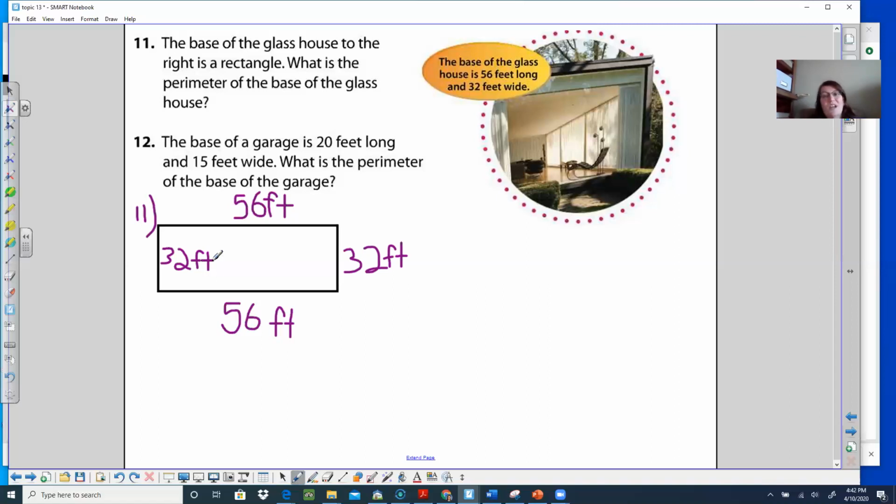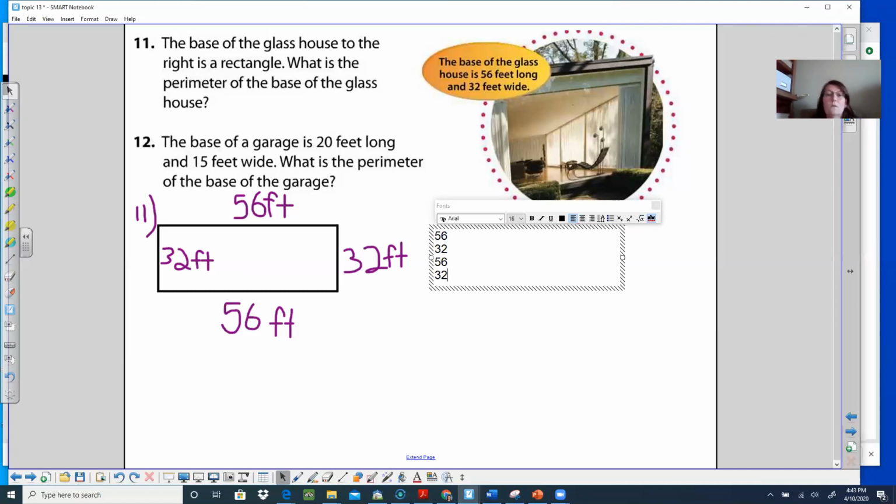Now, these numbers are kind of big. I don't know that I want to do the parenthesis thing on this one. So I think I am going to type and stack them for this one. So 56, there it goes. Enter 32, enter 56, enter 32.